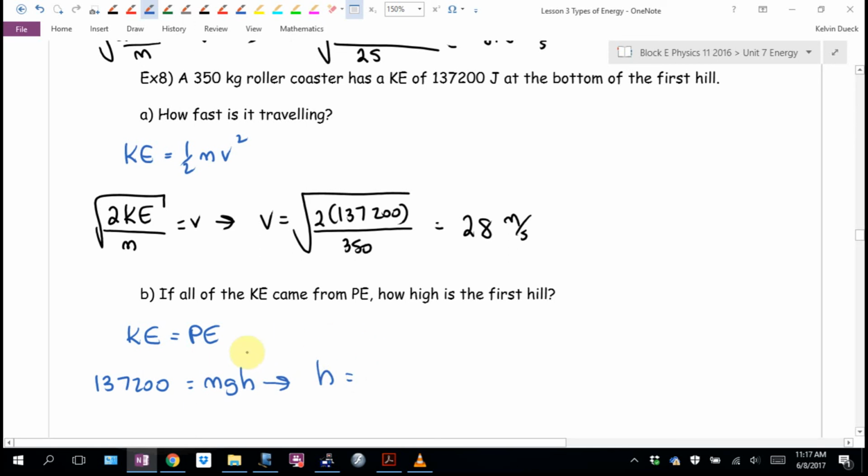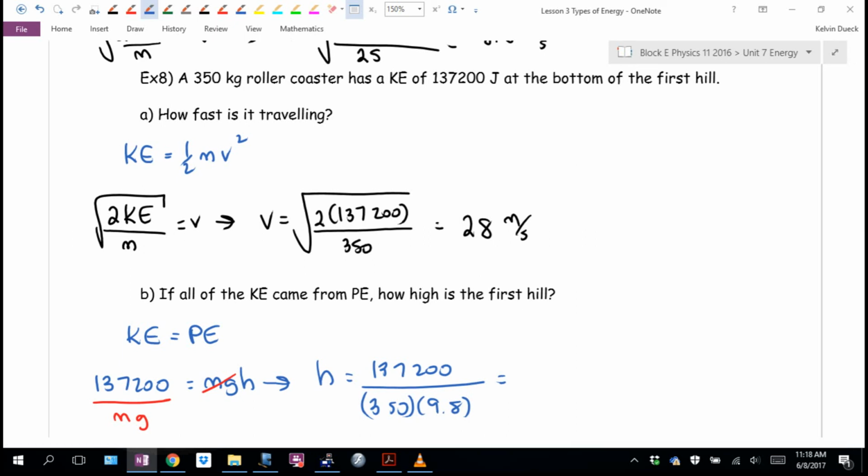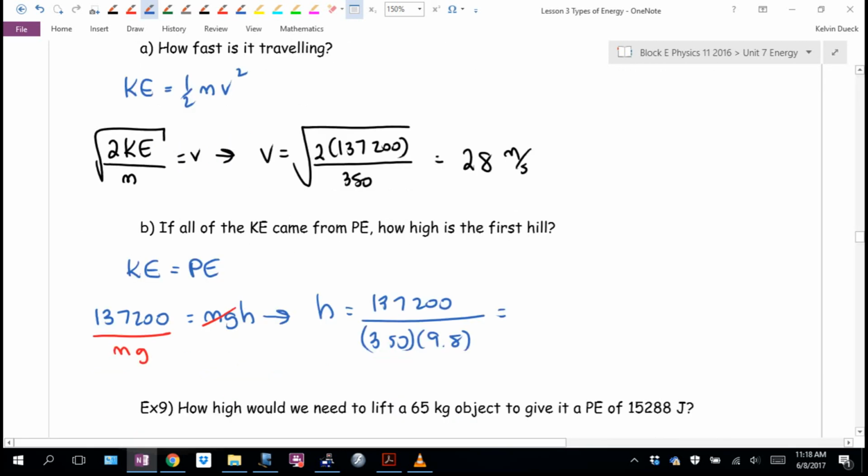It's going to be, oh, can I be lazy, folks? Look up. I don't want to rewrite this. Do you mind? Can I go boom and just put the MG like that? That's good enough work, I think, yes. So it's going to be 137,200 divided by 350 is the mass, 9.8 is G. Is this a fraction? Yeah. Is there more than one thing on the top? No. Is there more than one thing on the bottom? Yeah. Better put the bottom in brackets. How high must this hill be? 40 even?